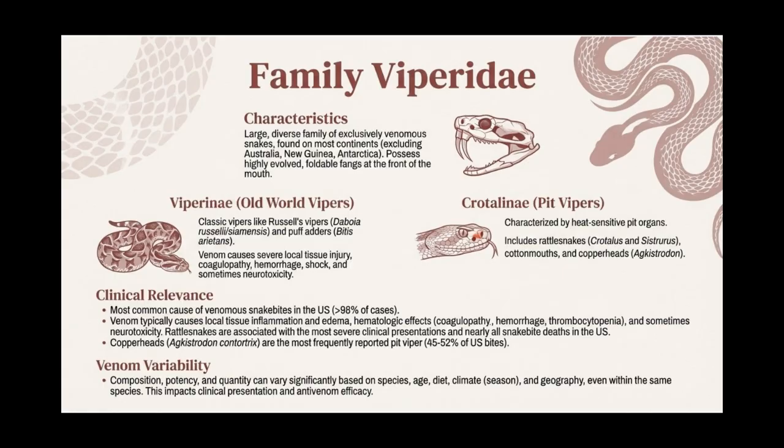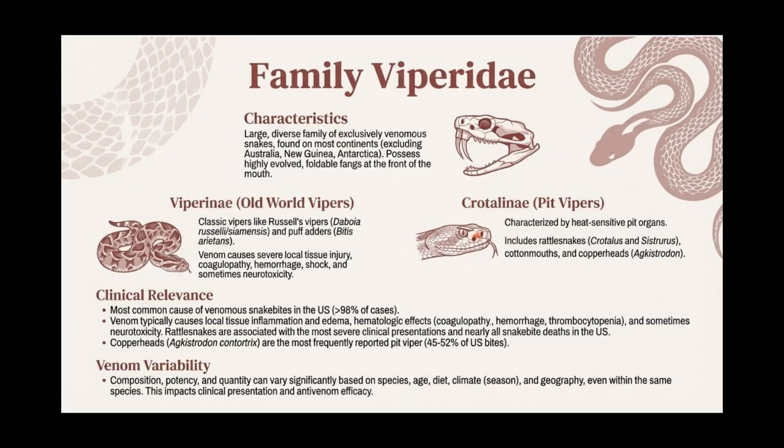These snakes are characterized by a highly developed fang structure, with fangs positioned at the front of the mouth. These fangs are attached to a mobile upper jawbone, allowing them to fold away when not in use, which facilitates the presence of longer fangs.